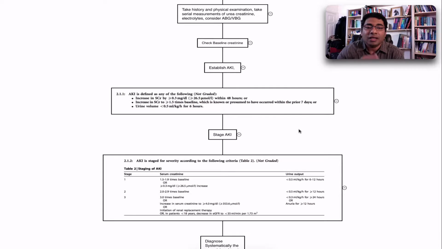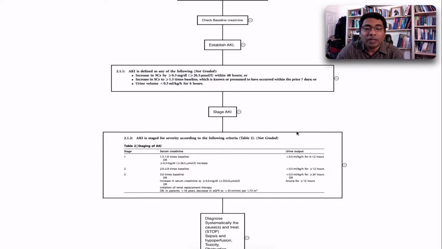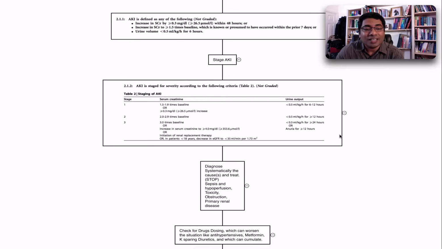AKI is defined as any of the following: an increase in serum creatinine of more than or equal to 26.5 micromole per liter within 48 hours, or an increase in serum creatinine of more than 1.5 times the baseline, which is known or presumed to have occurred within the last 7 days, or urine volume less than 0.5 ml per kilogram per hour for 6 hours. So we can look at the KDIGO classification here at stage 1, 2, or 3. Ideally, try to find out where your patient fits in. Is it stage 1, 2, or 3?